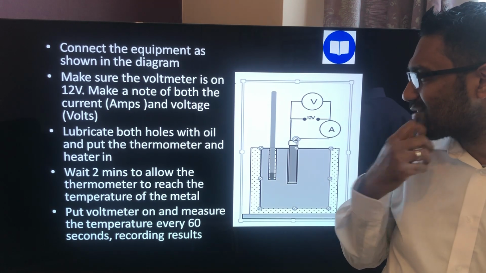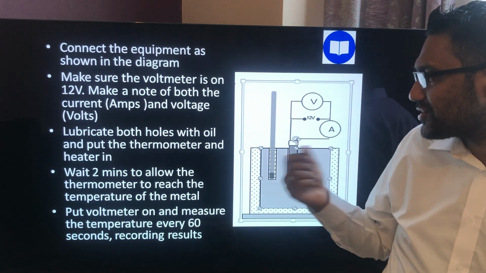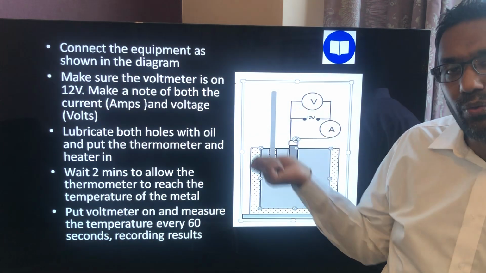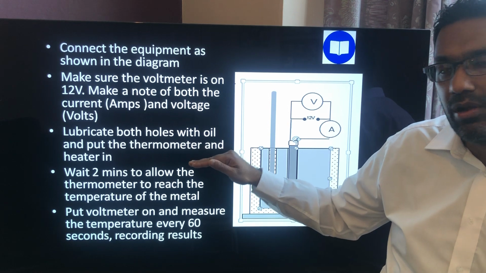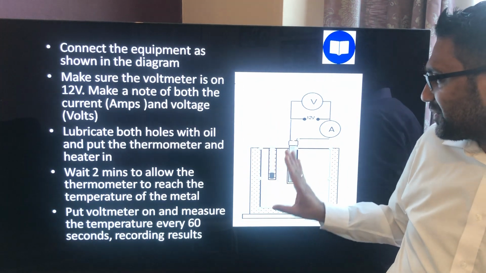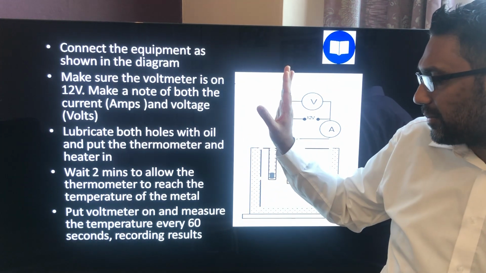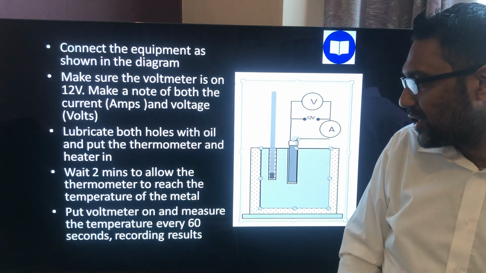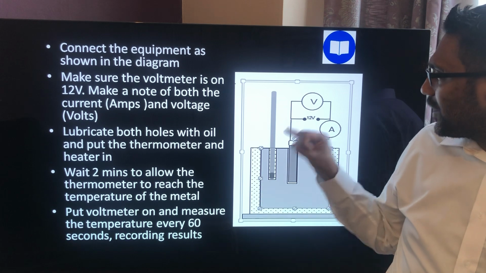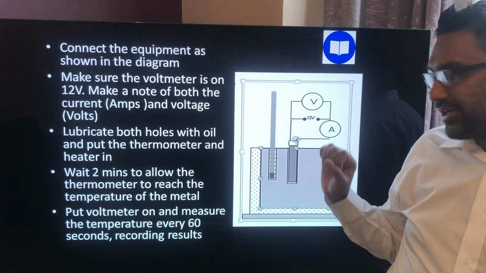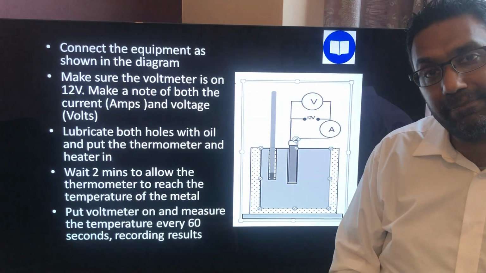Okay? So it says wait 2 minutes to allow the thermometer to start reading a temperature, because if you start measuring straight away, the temperature kind of stays steady and flat for a little while the heating effect happens, until the temperature rise starts to go up. That's why it says leave it for a couple of minutes. Then every 60 seconds you take the temperature as well as the voltage, the current, and the time.